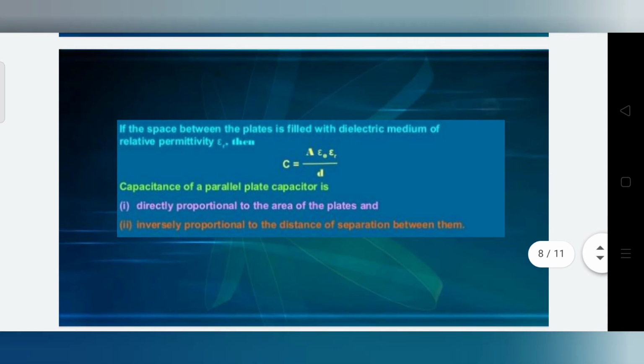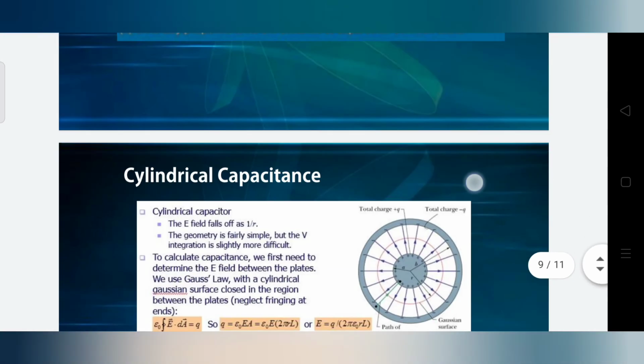If the space between the plates is filled with a dielectric medium of relative permittivity epsilon R, then C is equal to A epsilon naught into epsilon R divided by D. The capacitance of a parallel plate capacitor is directly proportional to the area of the plates and inversely proportional to the distance of separation between them. These are the conclusions we get from the parallel plate capacitance.